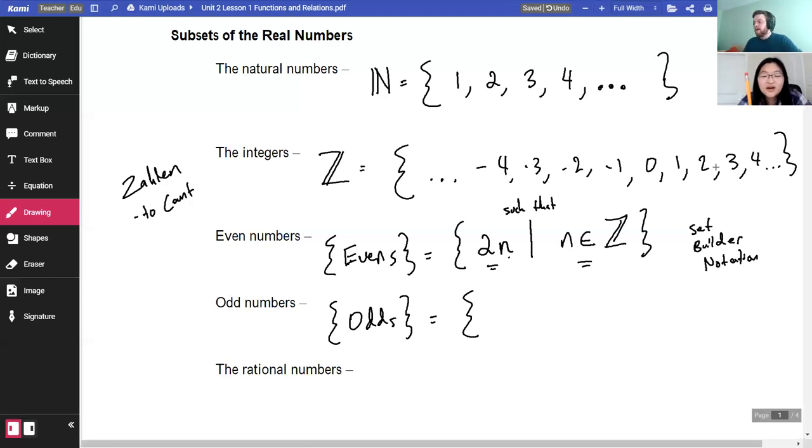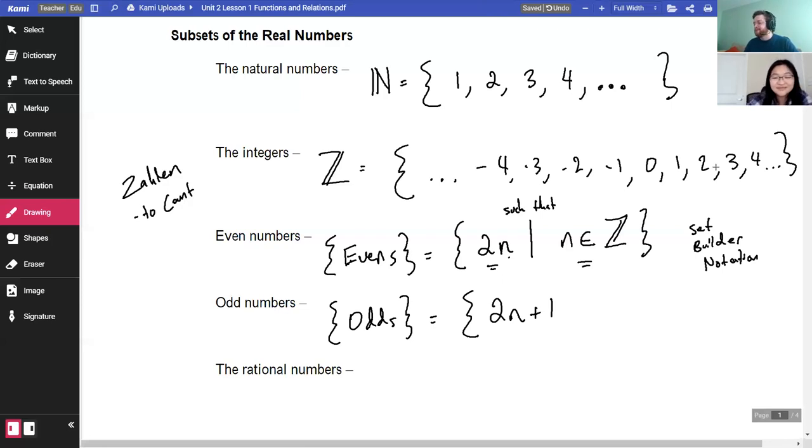Well, all of the odd numbers are just one away from all of the even numbers. So using set builder notation, we could say 2n plus 1. Or minus 1, I guess. I like plus, though, because if we're going to use this for algebra, plus is just, in my opinion, a little bit better. I just like to use pluses. More of a positive person.